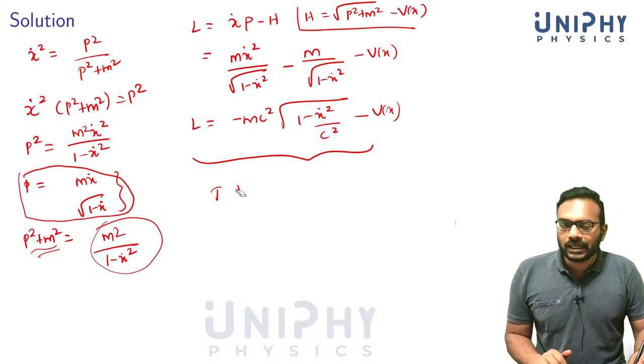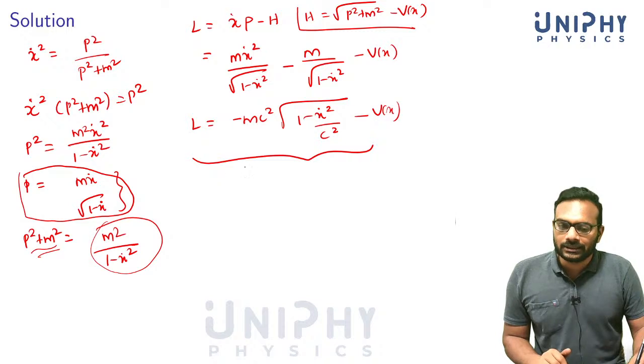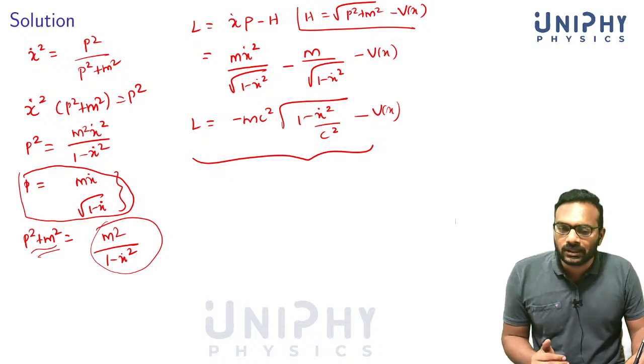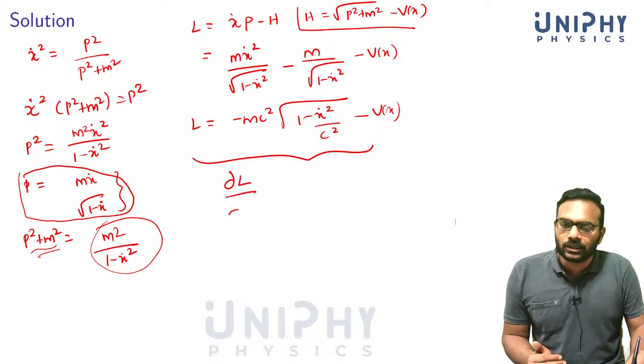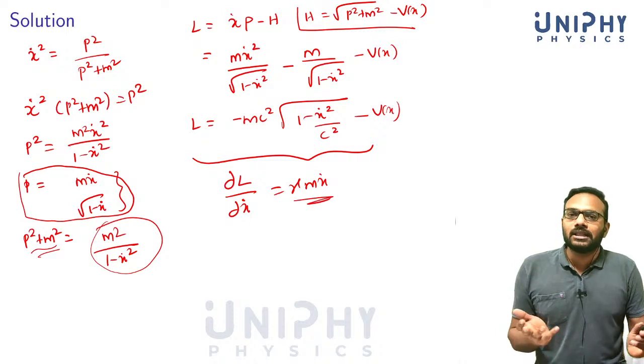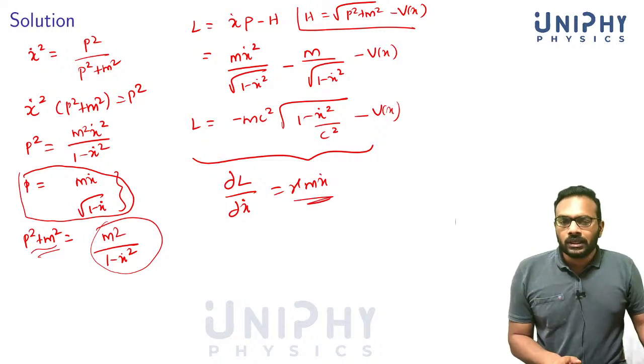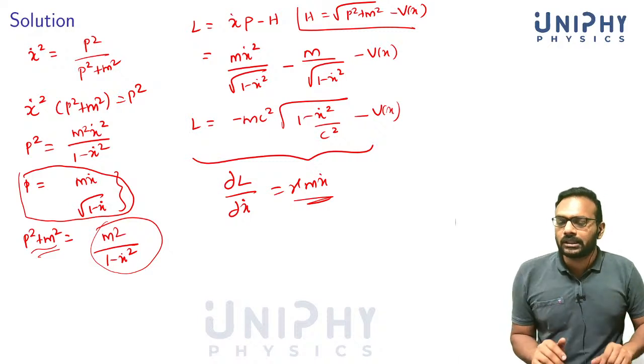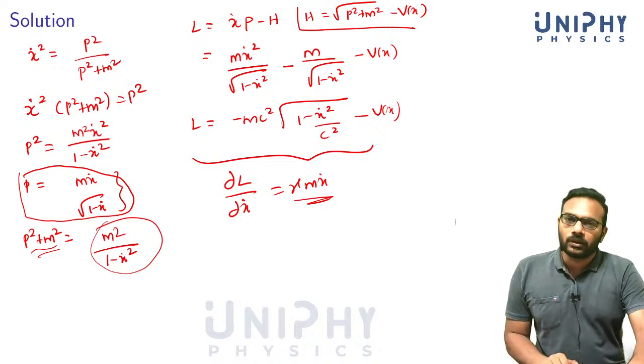So this is the relativistic Lagrangian, and why do we choose this as the relativistic Lagrangian? There are different reasons. One nice motivation is that if you take dou L by dou x dot, you will get gamma m x dot, the usual relativistic momentum. So that's one reason to do that. There are other ways to motivate this, but at the moment this is the answer to our question.